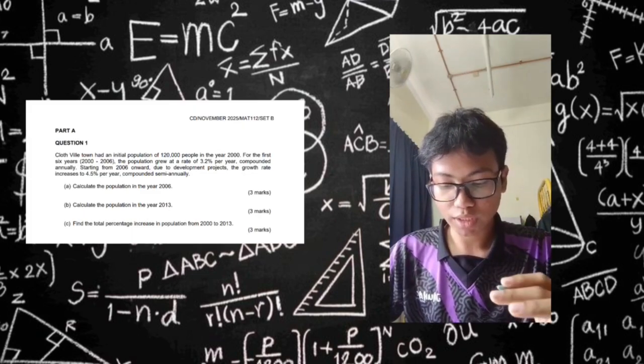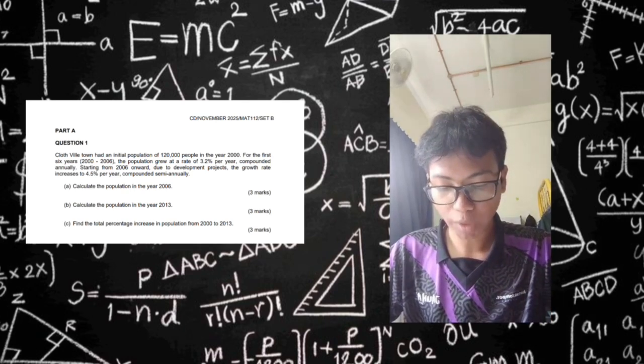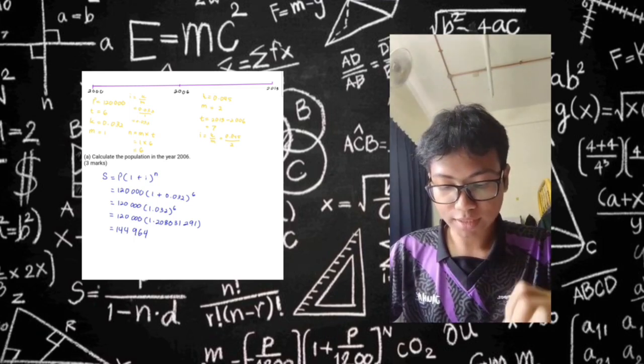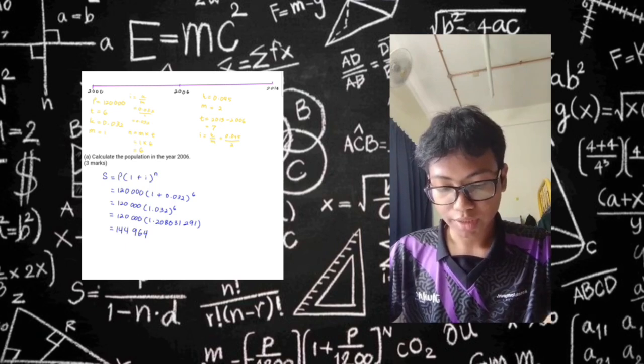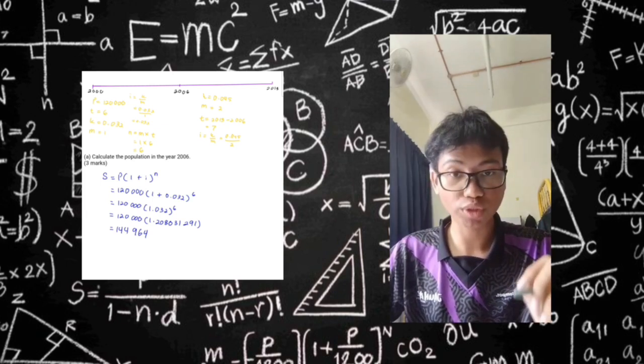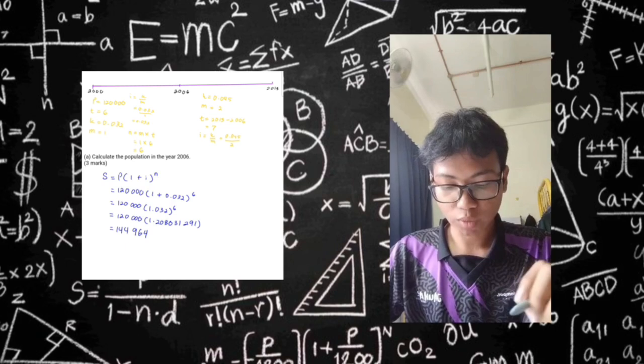So let's bring out the information from the question. First, let's do a timeline first, and then read the question. We can know 120,000 people in the year 2000, so our P is 120,000. Next, for the first 6 years, so our T is 6 years, and population grows at a rate of 3.2%, so our K equals 0.032, and then compounded annually, so our M equals 1.